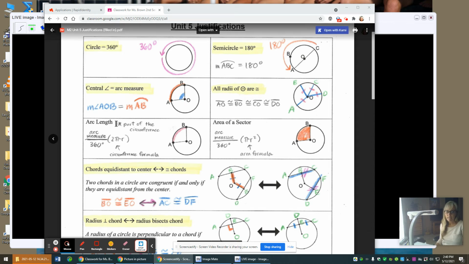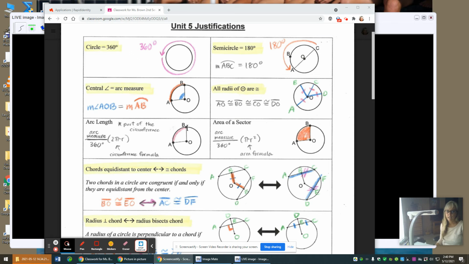But the arc length, again, is like attaching a piece of string along here and ending it and then pulling the string straight. That is a distance, a linear distance, not a how wide open is it kind of thing. It's also a portion of the circumference. The circumference is all the way around the circle, so it's just a part of it. So the question is, what portion of the total 360?